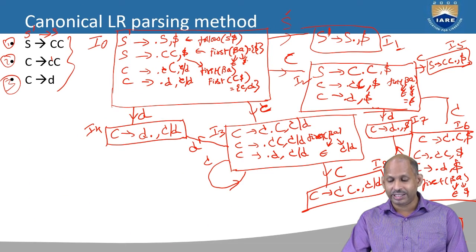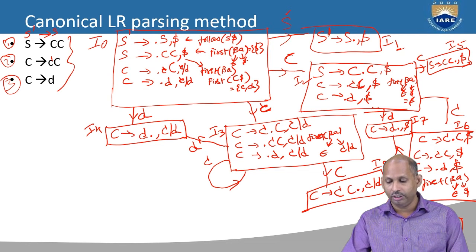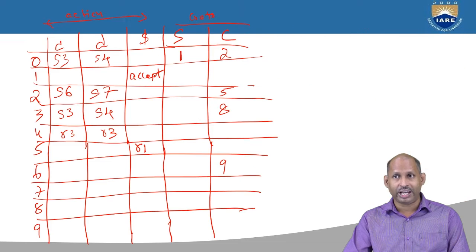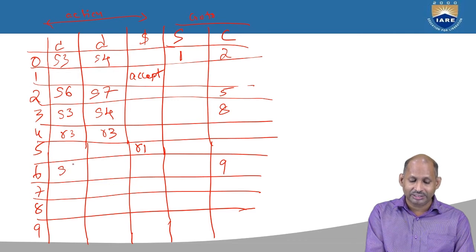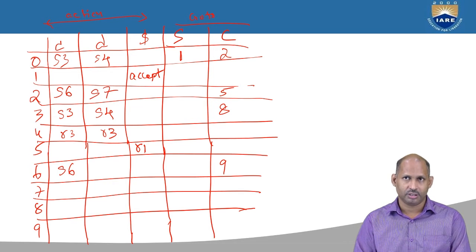Then I6 on terminal C going to I6. Right? On I6 on terminal C going to I6. So it is a terminal, so we have to write in column terminal C as 6. Shift 6. Right?